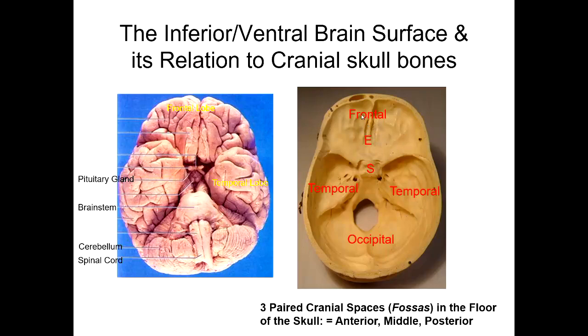Because the floor of your skull has 3 major pairs of spaces within it. There's a big pair of spaces here, which are known as the anterior fossas, a big pair of spaces here at the back, which are known as the posterior fossas, and 2 big spaces here and here between the front and back, which are known as the middle fossas. The word fossa just means space. So you've got 2 fossas anterior, 2 fossas posterior, and 2 fossas middle.